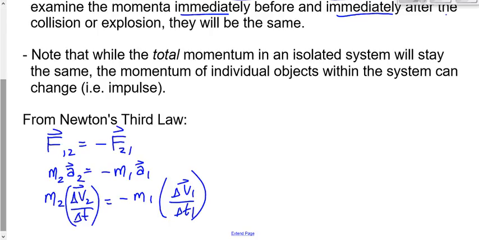Now, we can actually cancel out the t's here, even though the first one is delta t2 and the second one is delta t1. The time of the collision, whether we're talking about object 1 or object 2, is the same. Therefore, if it appears in every term and it's the same value, we can cancel it out. So now we're left with m2 delta v2 is equal to negative m1 delta v1.